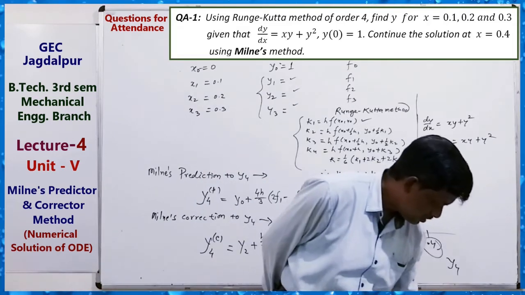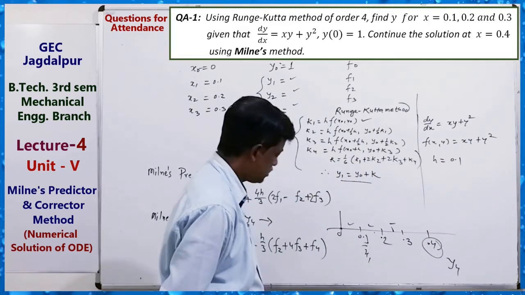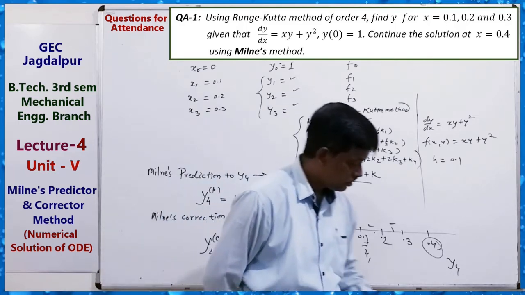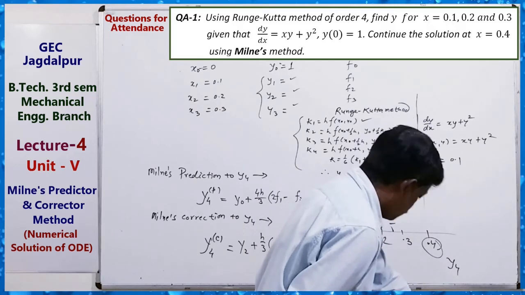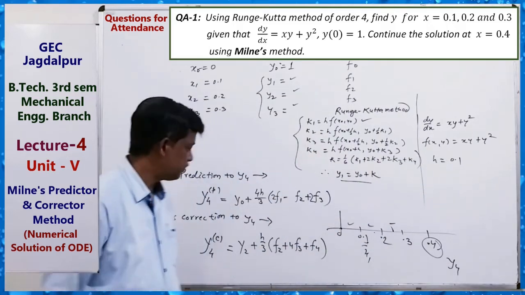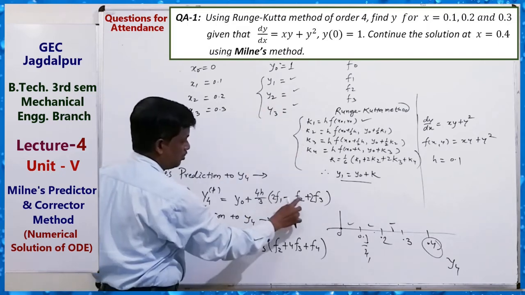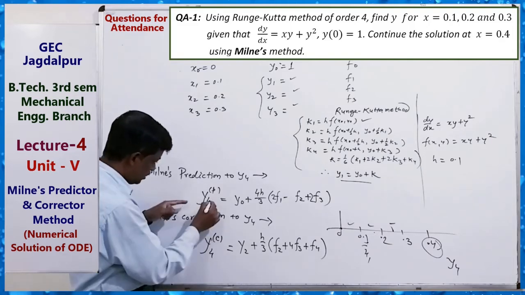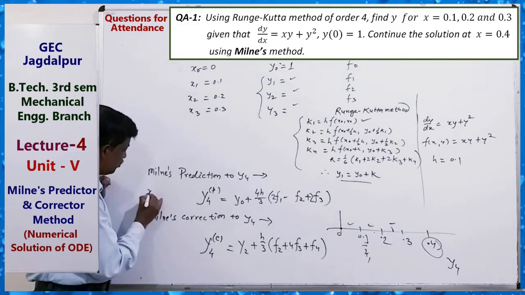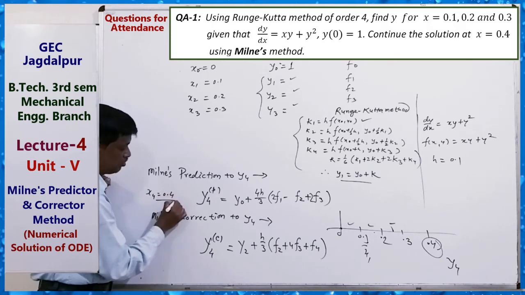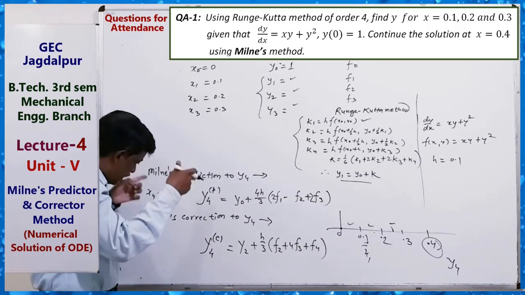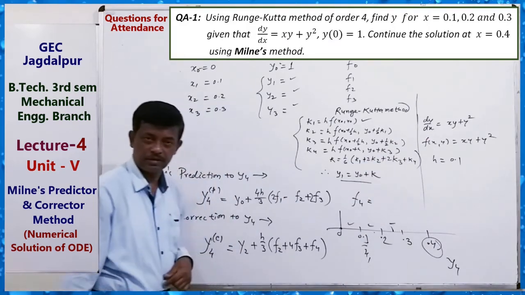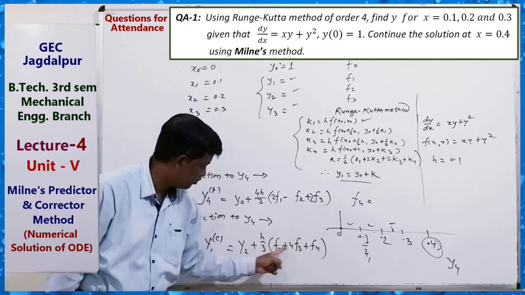The correction uses f2 plus 4f3 plus f4, and the prediction uses 2f1 minus f2 plus 2f3. Just use this formula. Now with f1, f2, f3 and y0 you can predict the value. Here x4 equals 0.4, and this is y4. For this x4 and y4, find f4 using this.